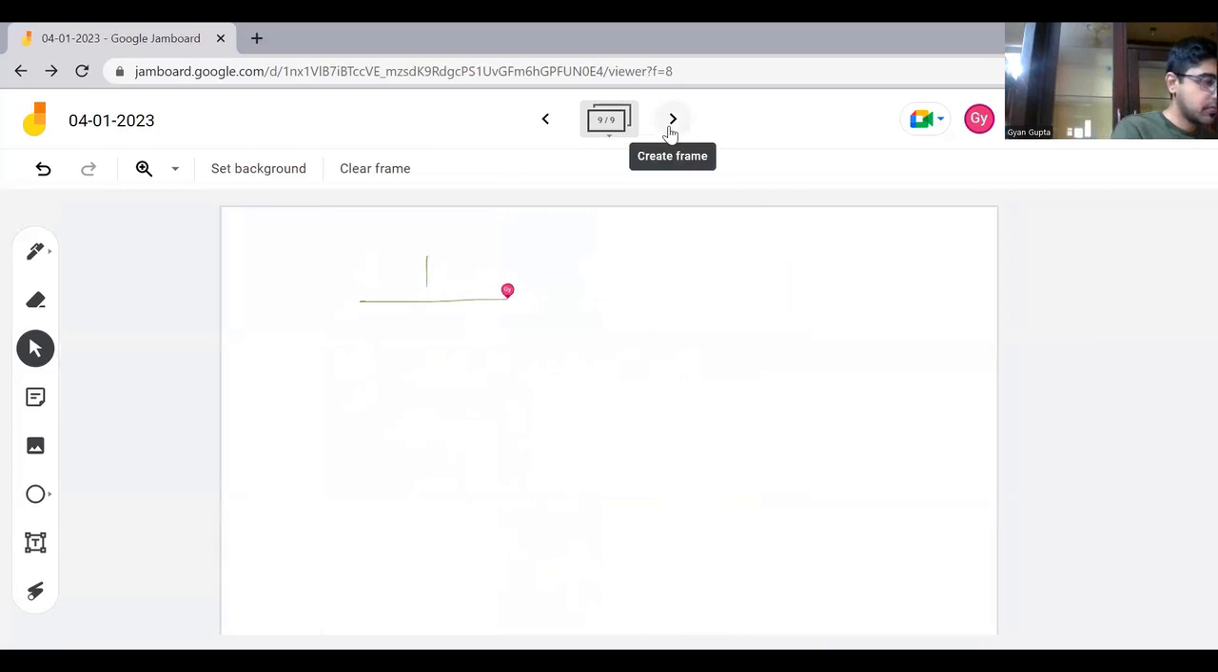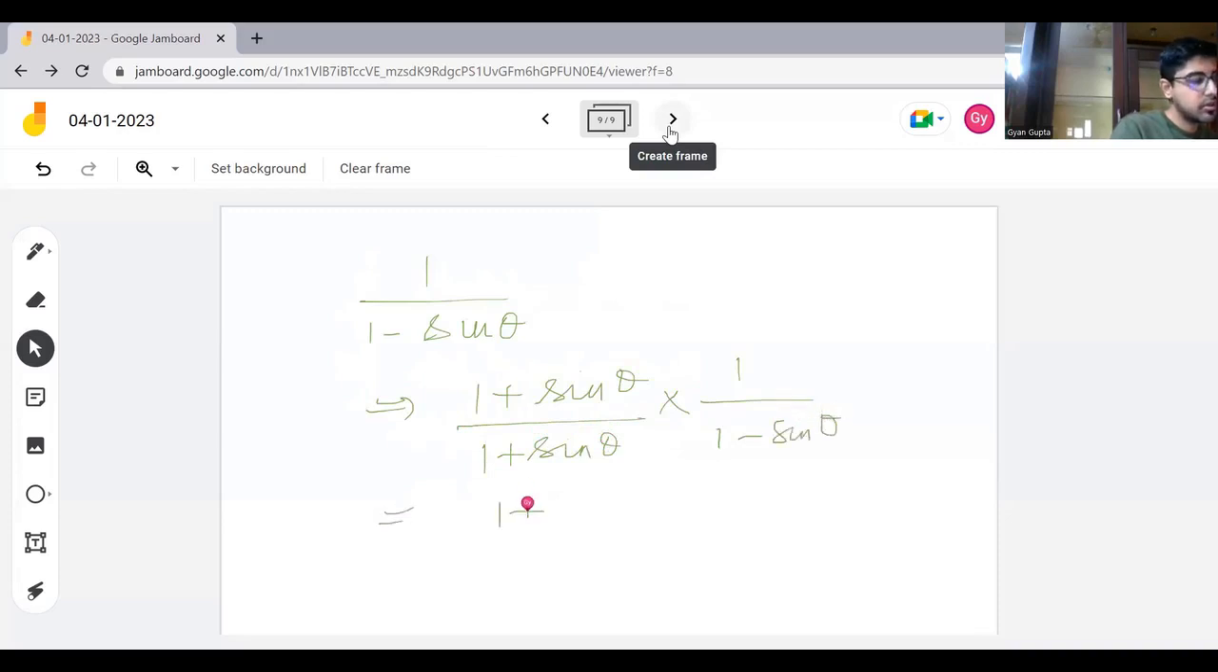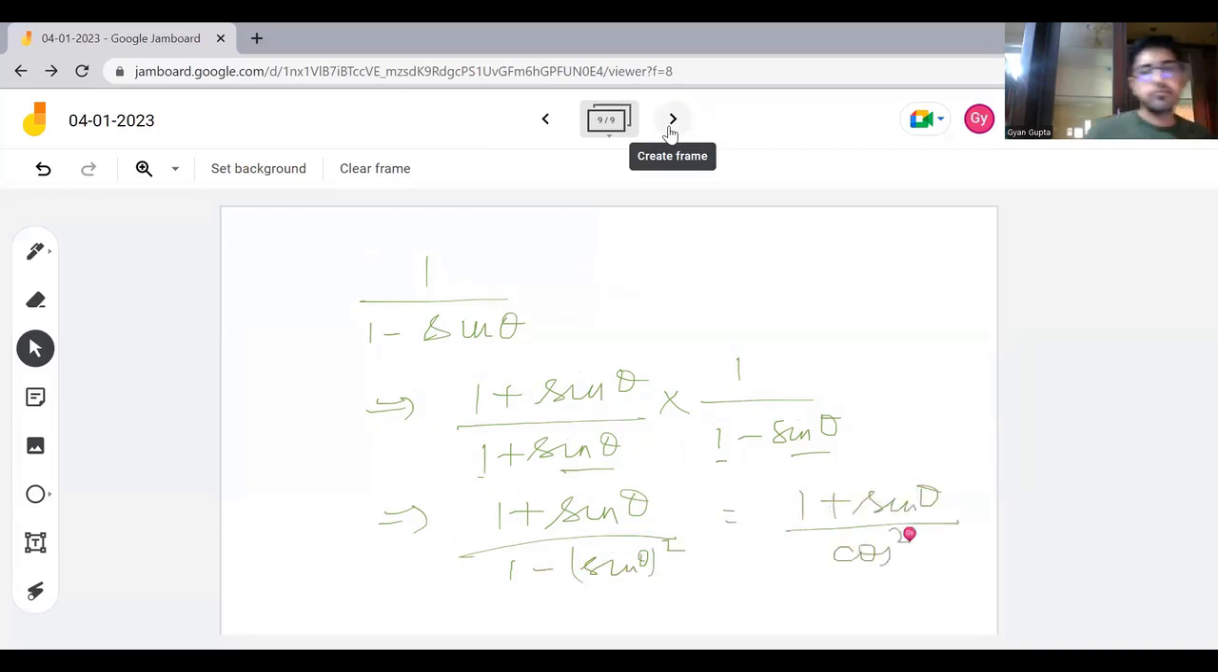If I have 1 by 1 minus sine theta, this I can write as 1 plus sine theta by 1 plus sine theta into 1 by 1 minus sine theta, which will give me 1 plus sine theta by (a plus b)(a minus b), a minus b the whole square, which is equal to 1 plus sine theta by cos square theta.